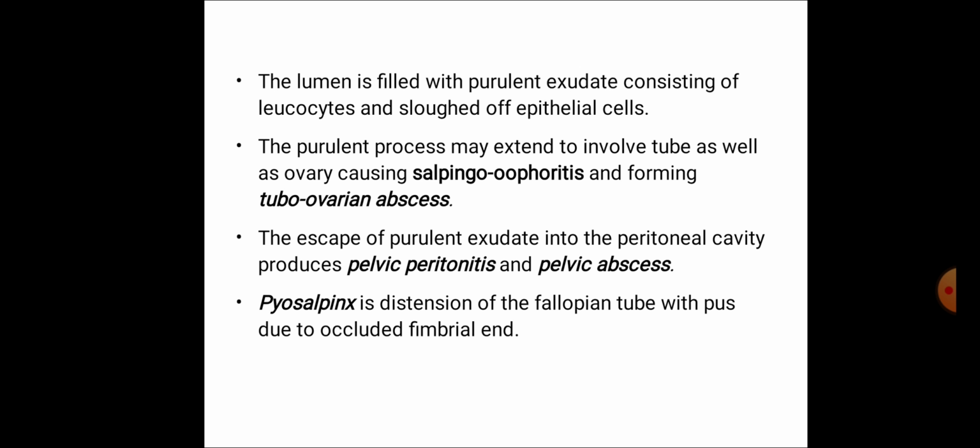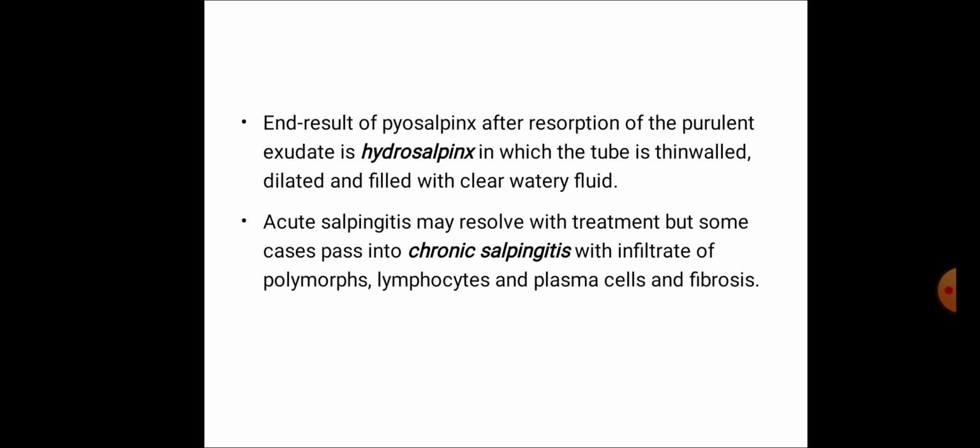Pyosalpinx is distension of fallopian tube with pus due to occluded fimbrial end. The end result of pyosalpinx after resorption of the purulent exudate is hydrosalpinx, in which the tube is thin-walled, dilated and filled with clear watery fluid. Acute salpingitis may resolve with treatment, but some cases pass into chronic salpingitis with infiltrate of polymorphs, lymphocytes, plasma cells and fibrosis.